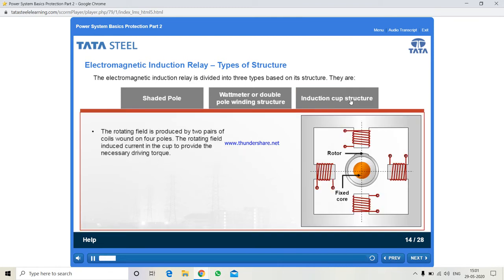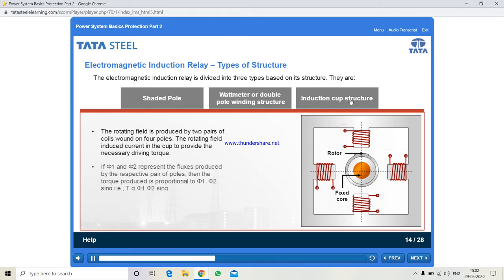The rotating field is produced by two pairs of coils wound on 4 poles. The rotating field induced current in the cup provides the necessary driving torque. If Phi1 and Phi2 represent the fluxes produced by the respective pair of poles, then the torque produced is proportional to Phi1 into Phi2 sine alpha. That is, T is proportional to Phi1 × Phi2 sin alpha.